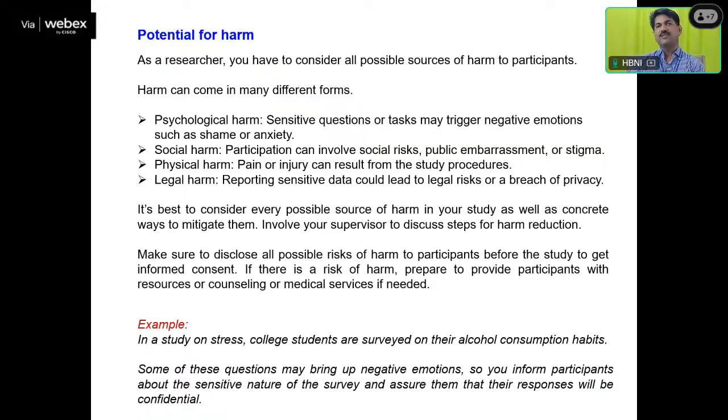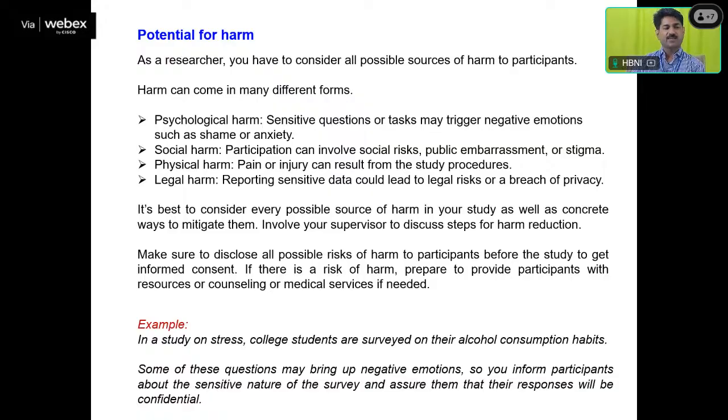That is okay, there are news channels asking, but during our research, we have to take care that we are empathetic to our participants. We should not trigger any negative emotions in any of the participants, and we have to be really careful during the research work. And also, social harm. Participation can involve social risks, public embarrassment, and stigma also.